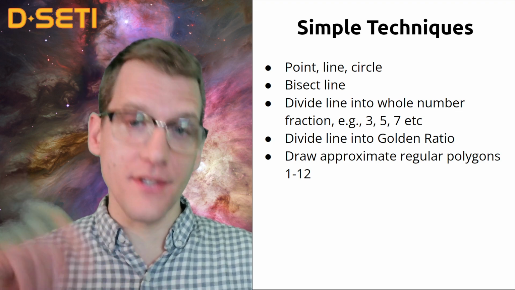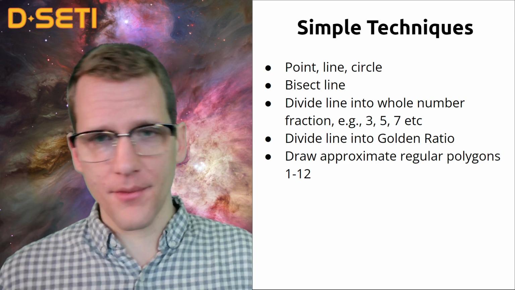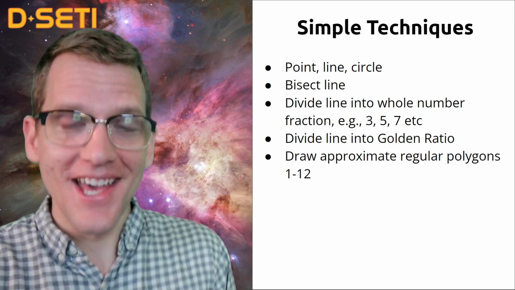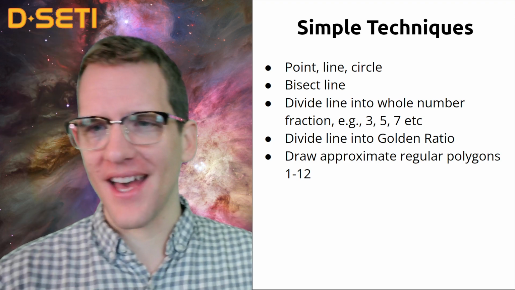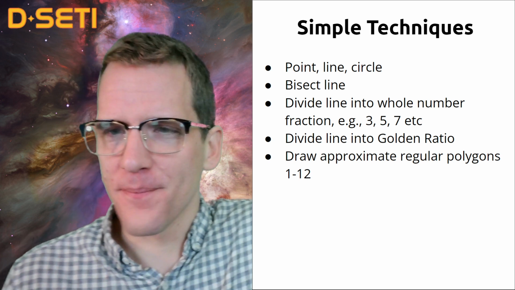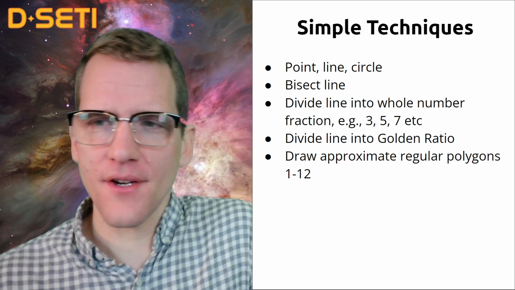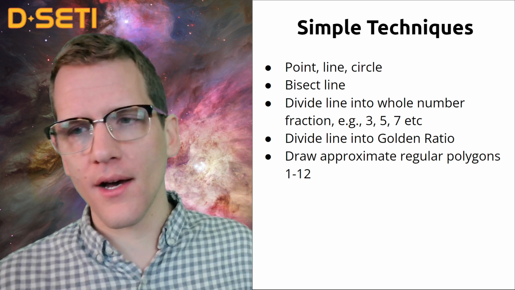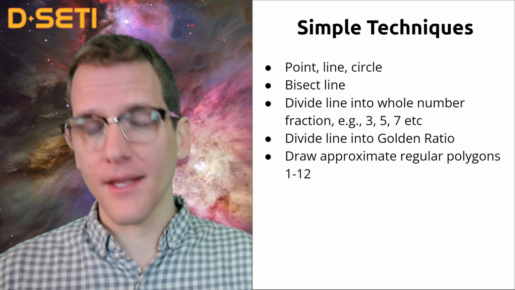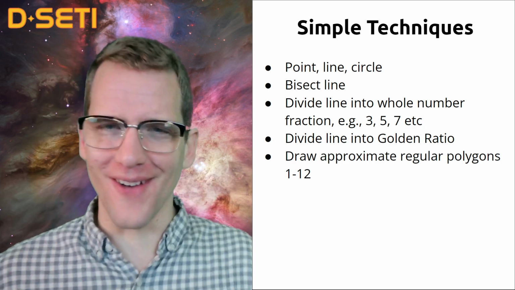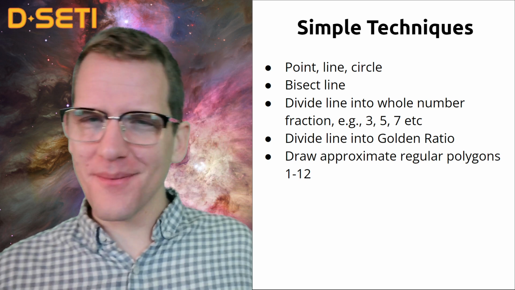You literally just count up the dots, or you count up the angles in these things, and you go, oh, it's divided by that many, and lo and behold, all the angles are that. So all the distances are that. So it also works with division of a line by golden ratio, and you also need to know how to draw approximate regular polygons of sides 3 to 12, not 1 to 12. So those are the simple techniques I use.